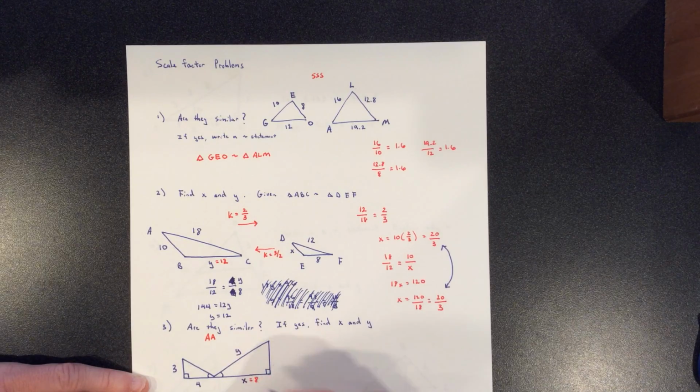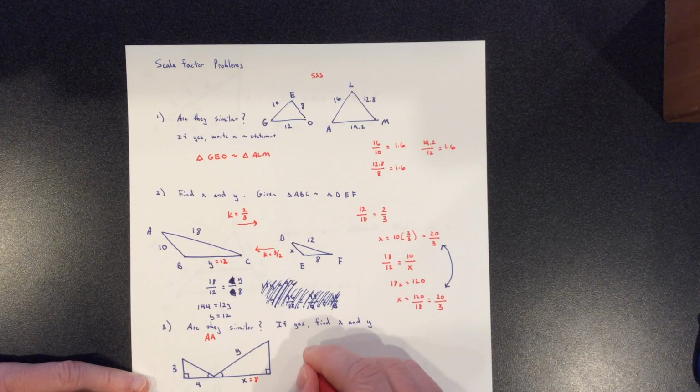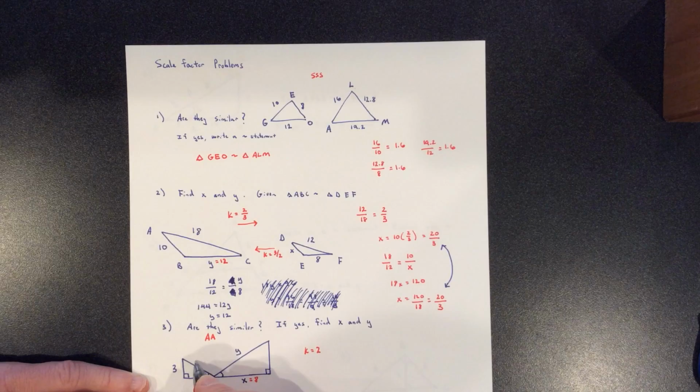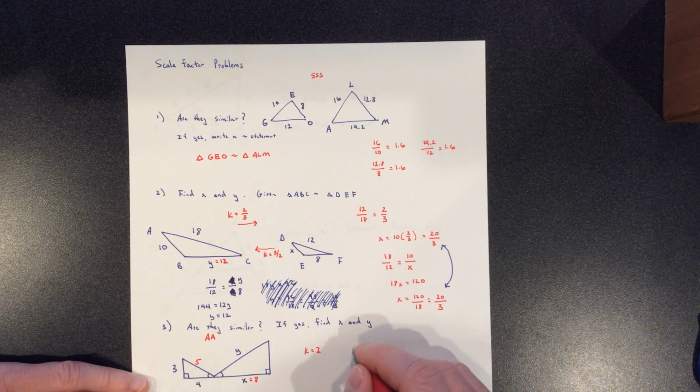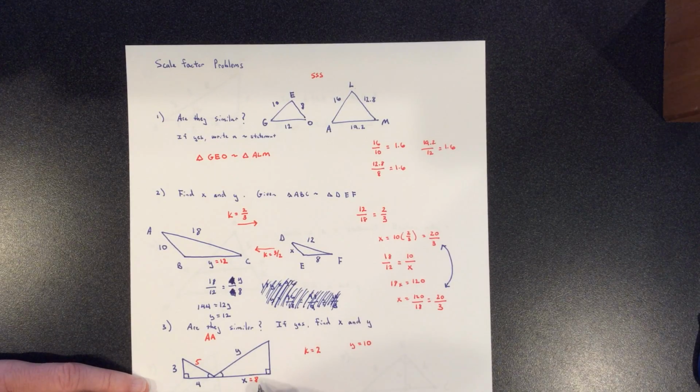That's easy. That's not actually even using proportions. That's just using subtraction. But now, if I know this is 4 and I know this is 8, then I know the scale factor between the two things. I know that the scale factor is 2. 8 is double 4. This is a 3, 4, 5 triangle, so that has to be 5. And then y has to be double 5, so then y has to be 10. So y is 10 and x is 8.